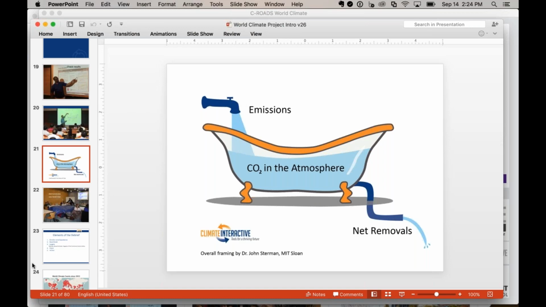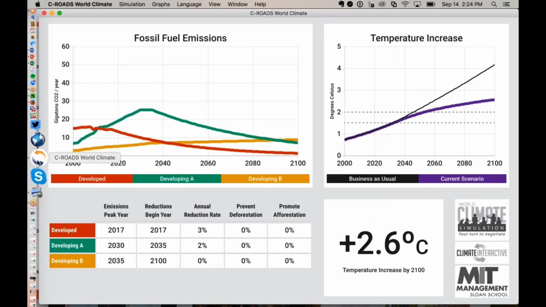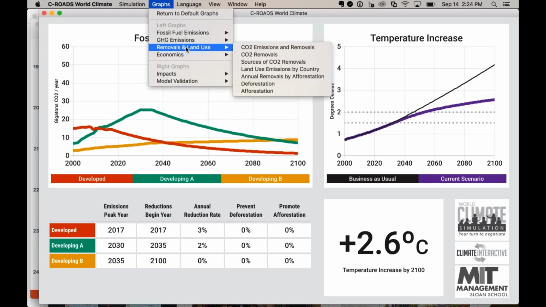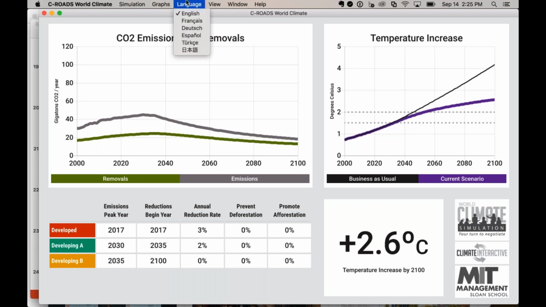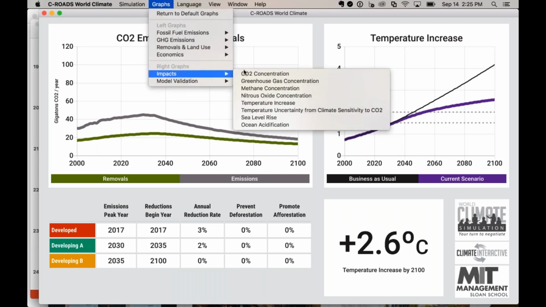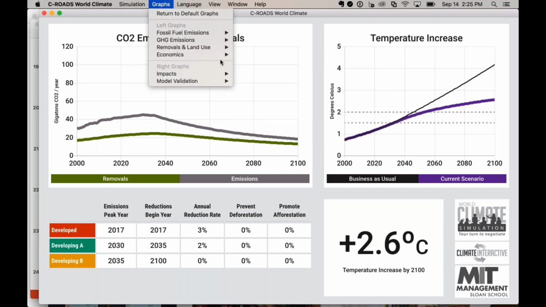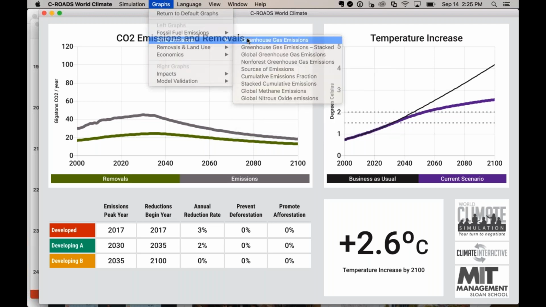And then one way you can see that show up in C-roads, if we go back to C-roads, and go to graphs, and then go to removals, CO2 emissions and removals. You can see here, this is a graph. In gray here are our emissions, and green are our removals. And with the scenario that we had just plugged in here, we hadn't stabilized, the temperature increase is continuing to rise. And we can go look at our CO2 levels.